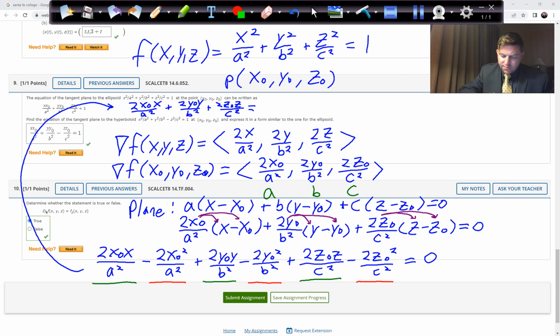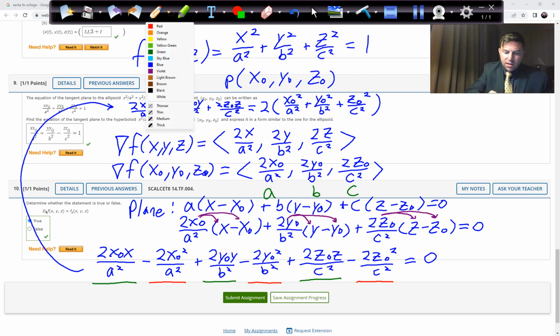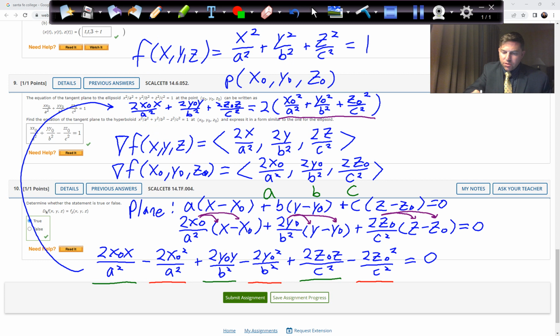Now all these negative 2's right here are going to become positive, and I have to do one step just to save a space. I'm going to pull out the 2, and we're left with x0 squared over a squared plus y0 squared over b squared plus z0 squared over c squared. But that whole thing has to be equal to 1.